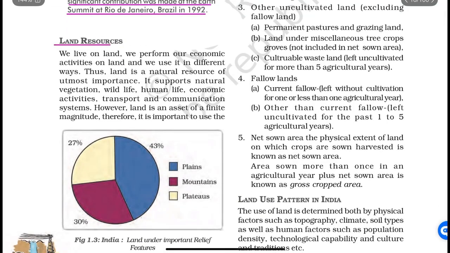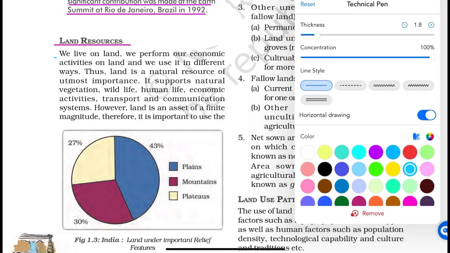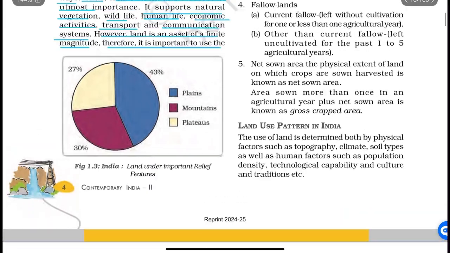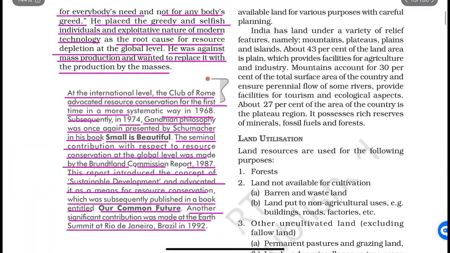Next topic is land resources. Okay. We live on land, we perform our economic activities on land, and we use it in different ways. Thus, land is a natural resource of utmost importance. It supports natural vegetation, wildlife, human life, economic activities, transport, and communication systems. However, land is an asset of a finite magnitude, therefore, it is important to use the available land for various purposes with careful planning.